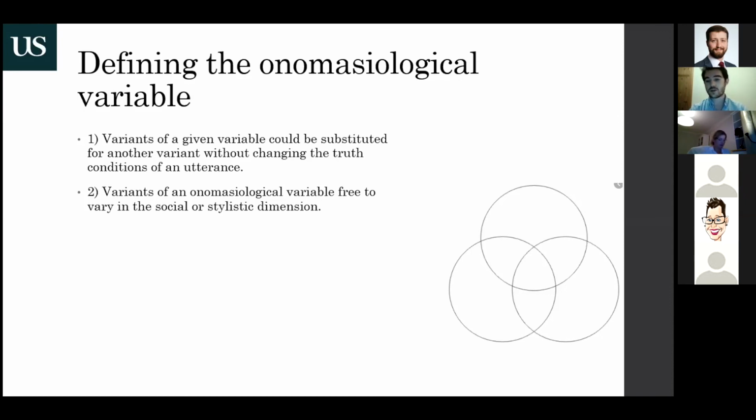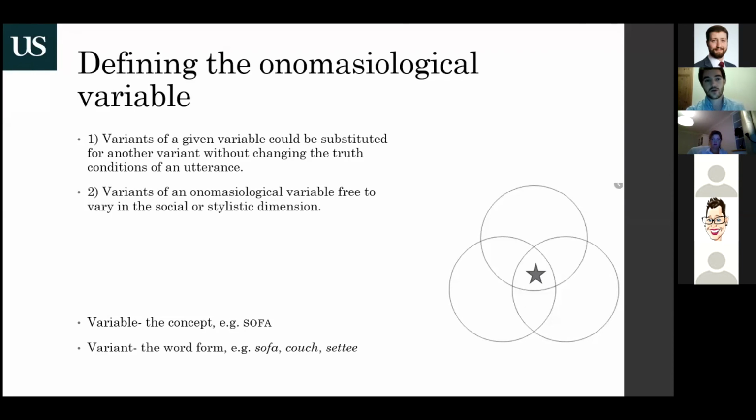So if we imagine this Venn diagram on the right hand side here, what we're really looking to do is isolate this center ground, and one of the ways that we can do that is methodologically, which I'll move on to in a moment. So really, when we're looking at onomasological variation, what we need to be considering is the conceptual space that is occupied by multiple variants, so multiple words. And just quickly, an example of an onomasological variable would be the concept, such as sofa, and the variant is the word, so sofa, couch, or settee.